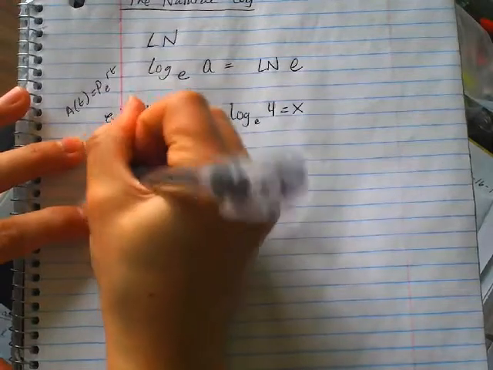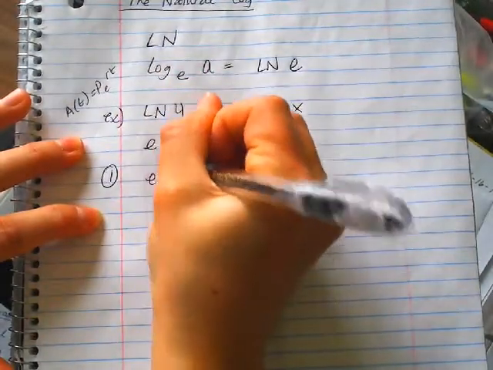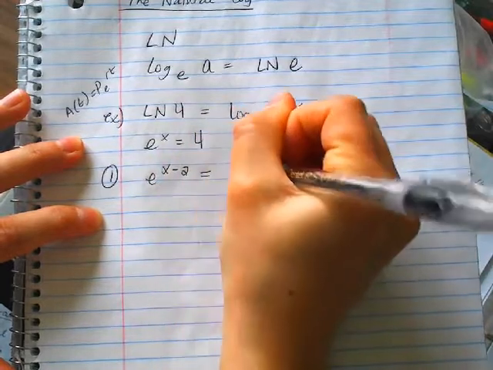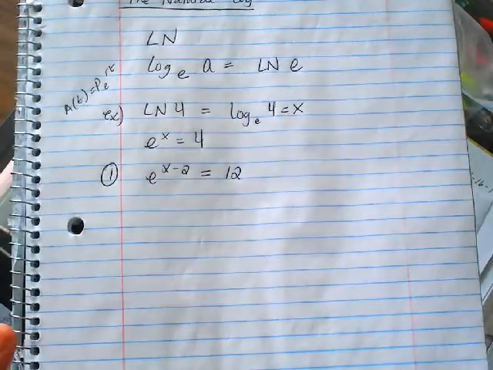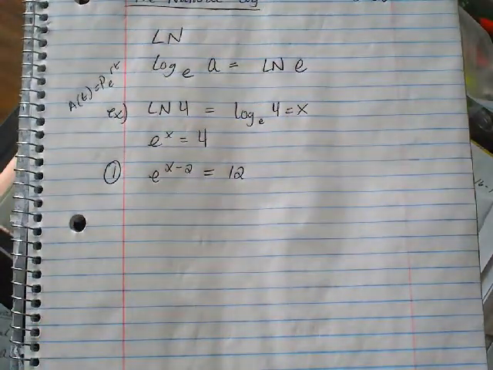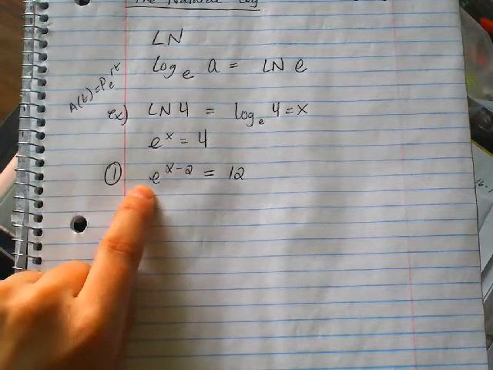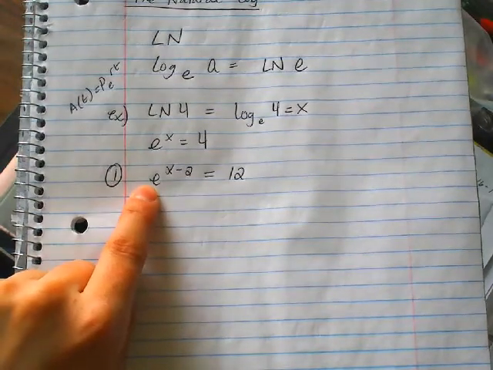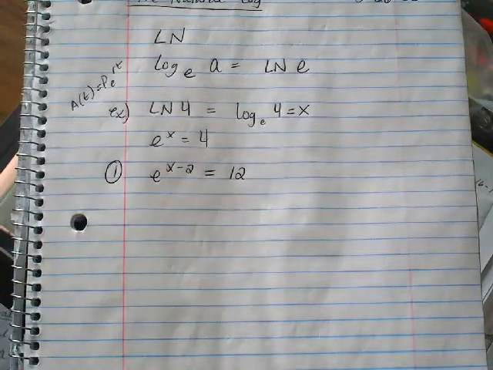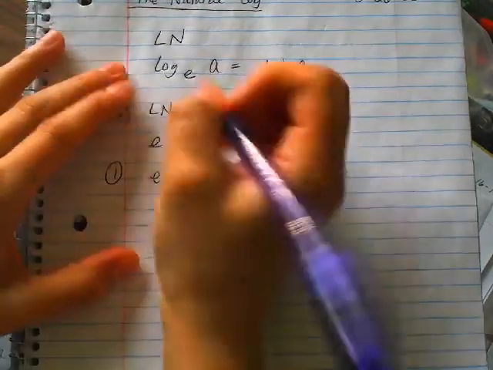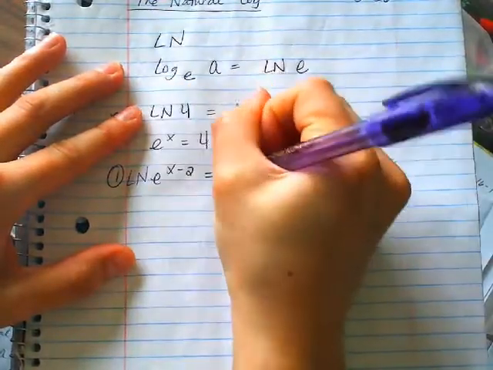So if you are given e to the x minus 2 equals 12, you can use the natural log to solve exponential equations as long as the base is e. When the base is e, you use natural log. If it's not e, you don't use the natural log. So in this case, we've got a base e, so I'm going to take the natural log of both sides.